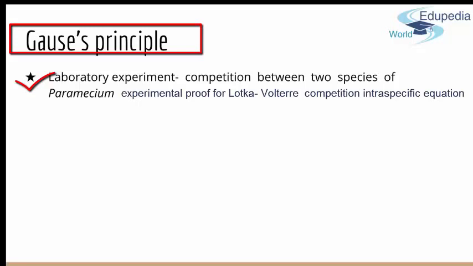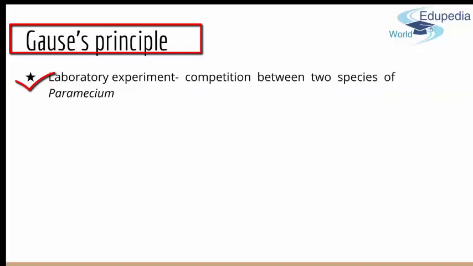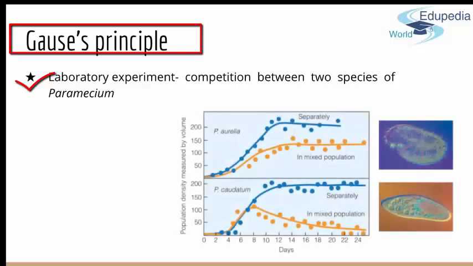So he was taking two different species of Paramecium. You can see it here, a microorganism. One was Paramecium aurelia, the other was Paramecium caudatum. And the thing is that Paramecium aurelia had a higher rate of population growth than Paramecium caudatum, and this species could tolerate a higher population density.